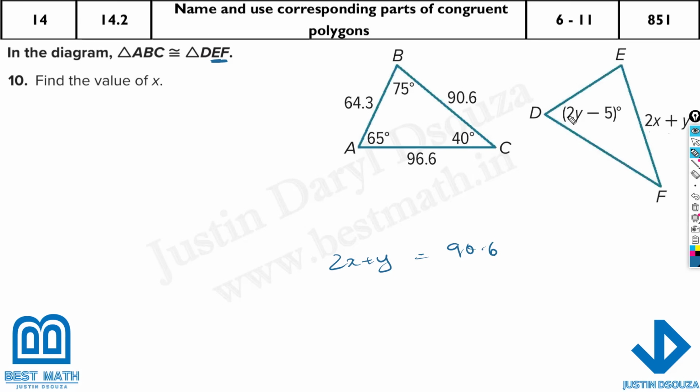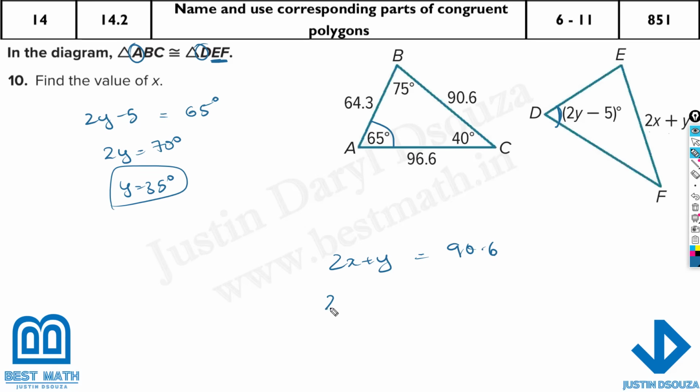Now, where is y? That is angle D. So angle D is congruent to angle A. So what is A? 65. So 2y minus 5 is equal to 65 degrees. And let's solve it up. Here 2y is equal to 65 plus 5, which is 70 degrees. Y equals 35 degrees. It's not over now.